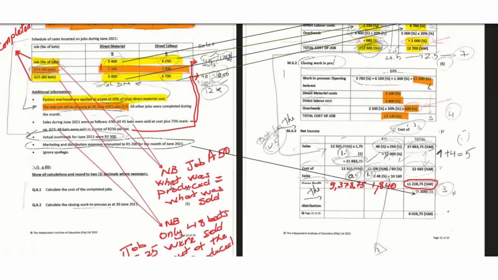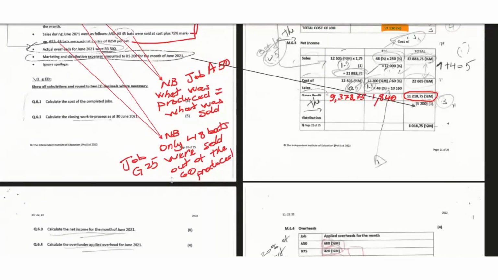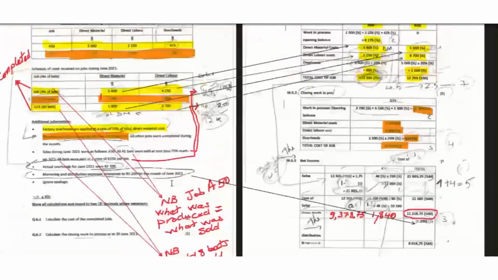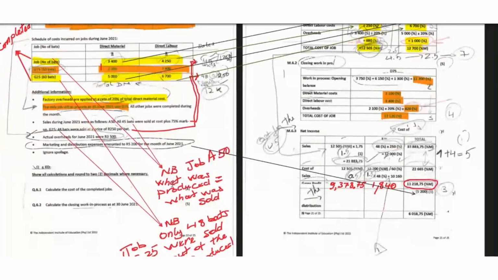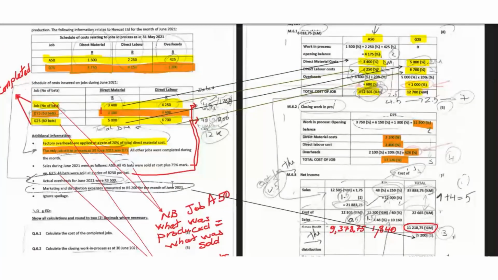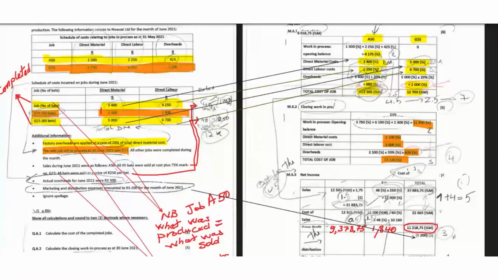Okay, let's be careful again. That's why I put it there for your indication. For job A50, what was produced equals what was sold. But for job G25, only 48 bats out of the 60 were actually sold. So the one that we're not going to calculate for now, for question 6.1, is D75. Why is that? Because it was not completed. Additional information told us that.